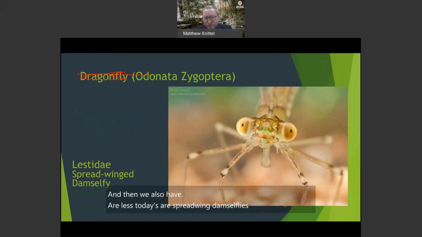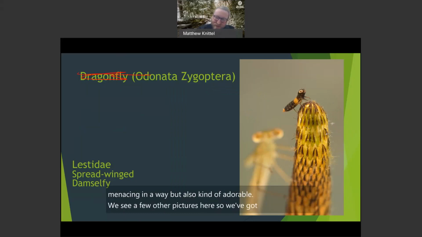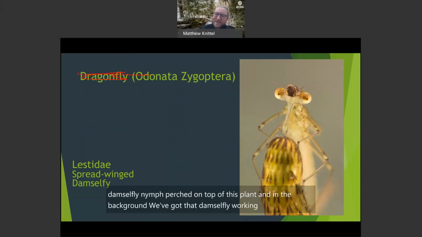And I kind of like this picture because I think he's kind of got a goofy little face, but you can still see that jaw underneath and those sharper points of that lower jaw there. So he's kind of menacing in a way, but also kind of adorable. And we see a few other pictures here. So we've got a small damselfly nymph perched on top of this plant. And in the background, we've got that damselfly lurking. And sure enough, that damselfly is able to sneak up and grab that small dragonfly nymph.